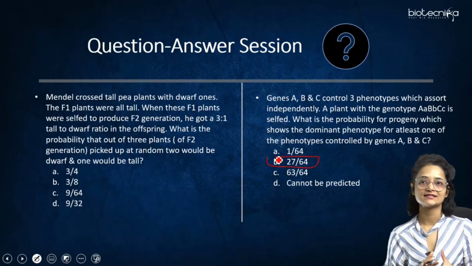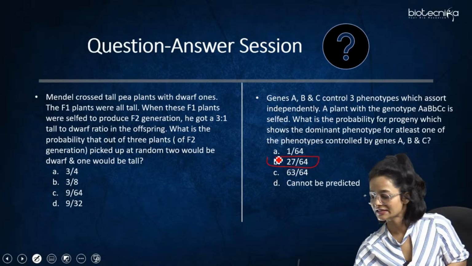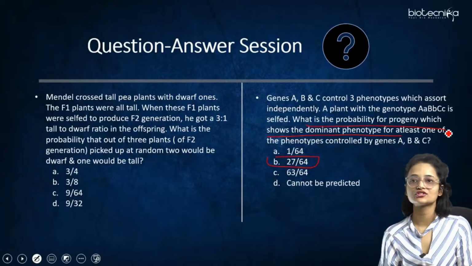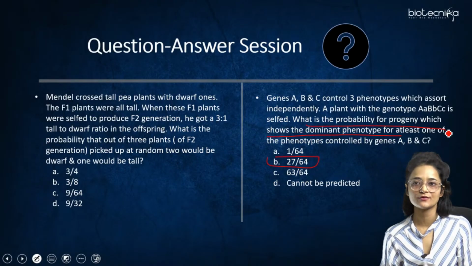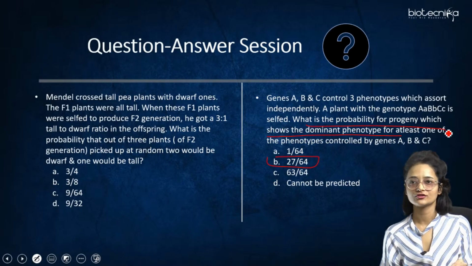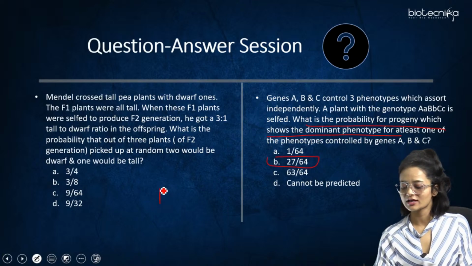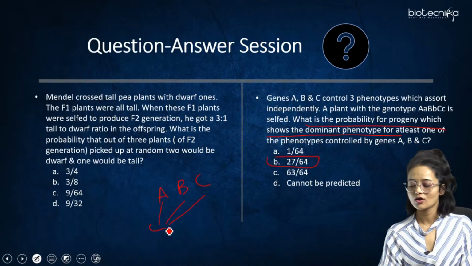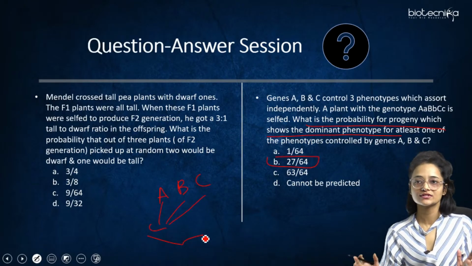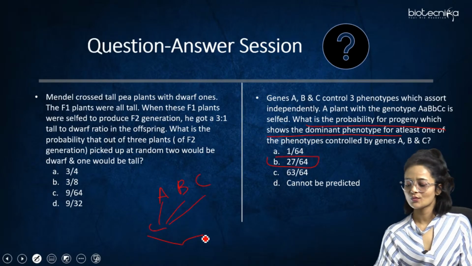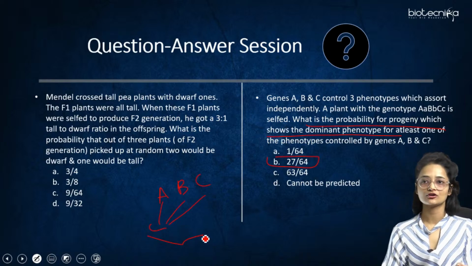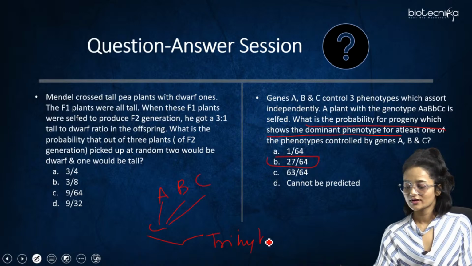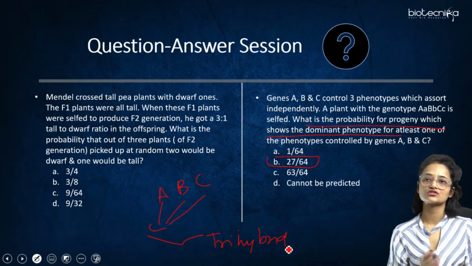Now here, the last line, if you read it, says: what is the probability for the progeny which shows the dominant phenotype for at least one of the phenotypes, right? At least one of the phenotypes, either A, B, or C, would be present in dominant form, right? Or all of them can be present in the dominant form. This could also be the condition, right? So this is basically related to a trihybrid cross, whether it is a trihybrid, dihybrid, or monohybrid cross.